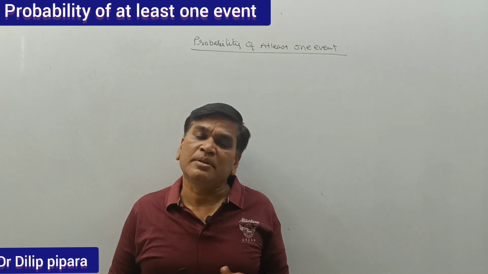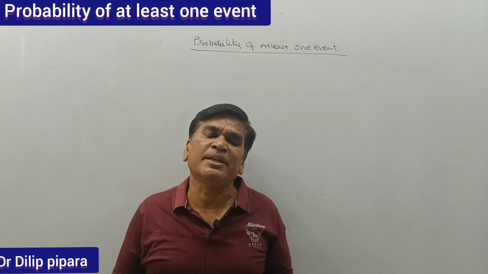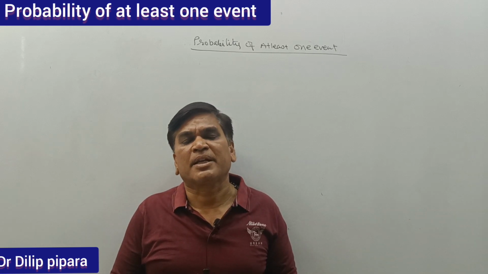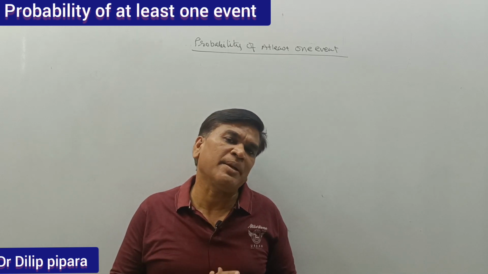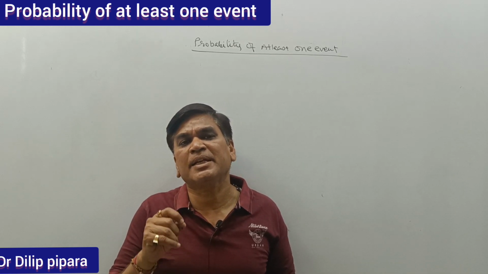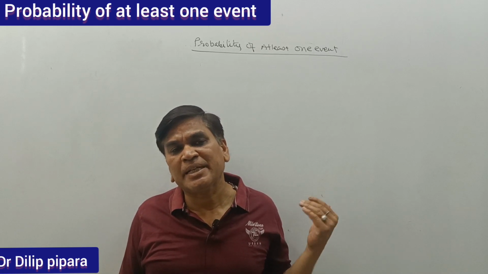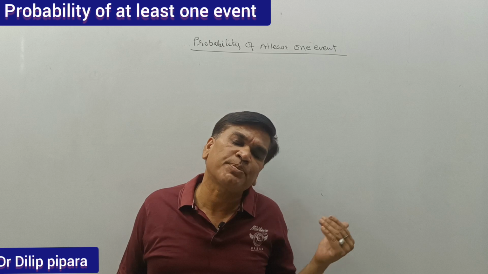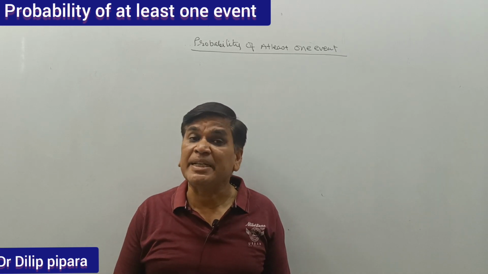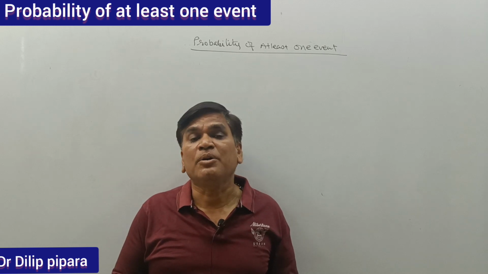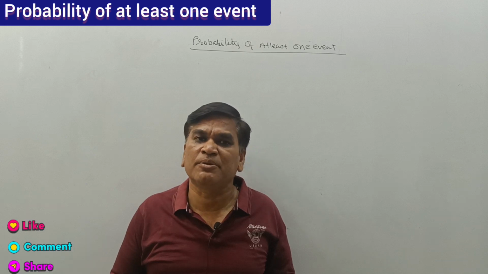Sometimes in probability there may be questions related to at least one event. Like, if we are tossing a coin two times, what is the probability that at least one head will come up? So sometimes this word "at least" is used in probability. Whenever you get this word, probability of at least, how can you solve this type of question? In today's video we will discuss.